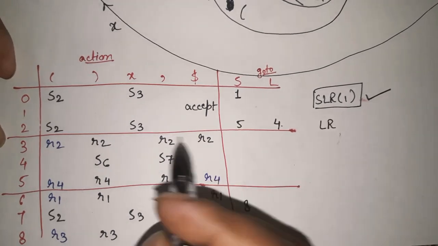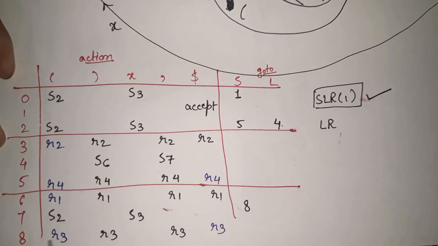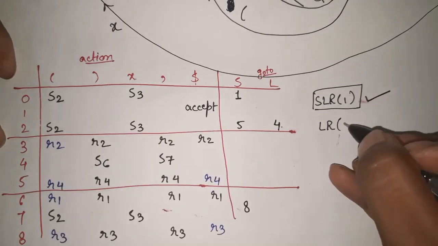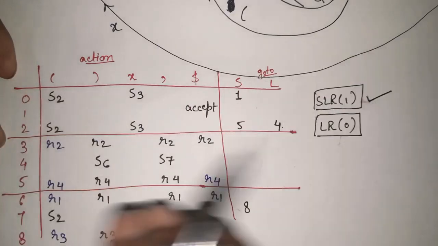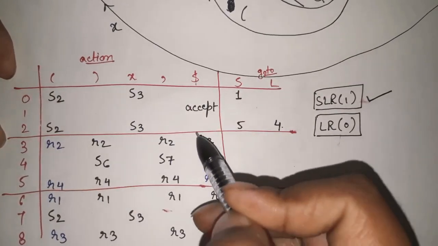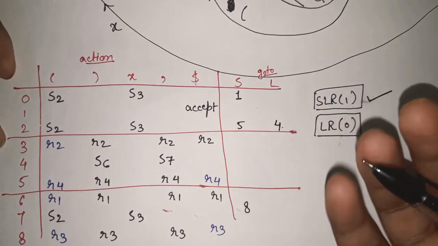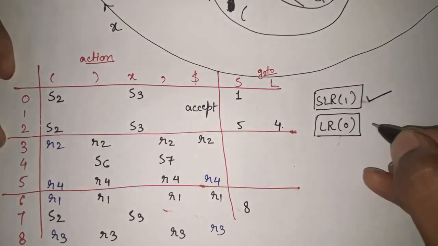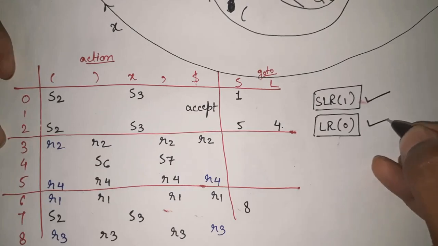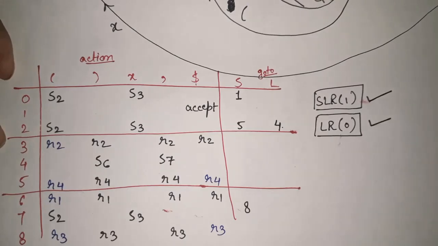And even after writing the reduction moves in all the cells of the action part, in LR0 also there is no conflict at all. You can see that. What is a conflict? If in any cell I am getting more than one value, I can say that it is a conflict. But we are not getting a conflict anywhere, so I can say that the given grammar is LR0 also. Fine. So the given grammar is both SLR1 and LR0.